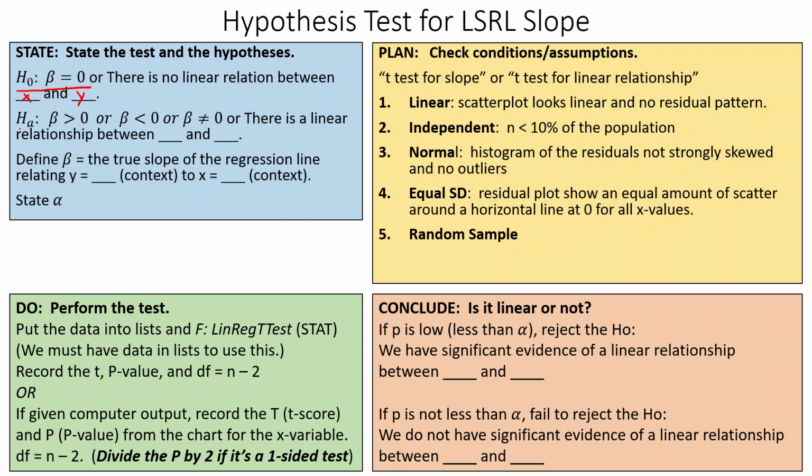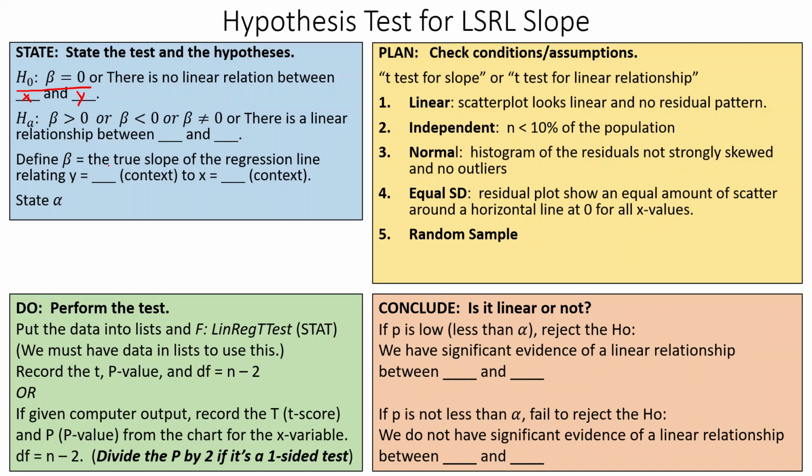All right, our alternative hypothesis will be that we either have a positive slope, a negative slope, or not equal to 0. Not equal to 0 means that there is a linear relationship. B greater than 0 means there is a linear relationship as well, and it's positive. B less than 0 means there's a linear relationship as well, and it's a negative slope.